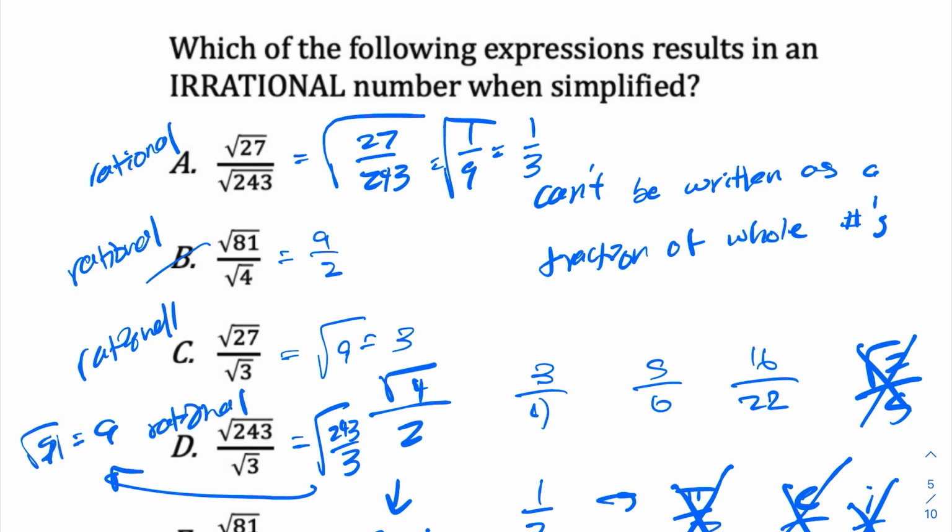That means your answer has to be this, which is going to be square root of 81 divided by 27, and that just equals square root of 3. Okay, so that's going to be your irrational. All right, if that makes sense, again, it can't be written as a fraction of whole numbers.